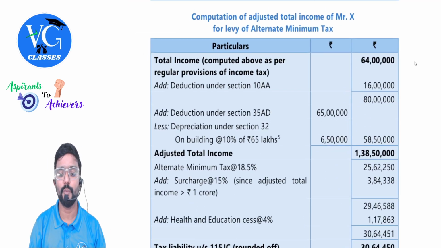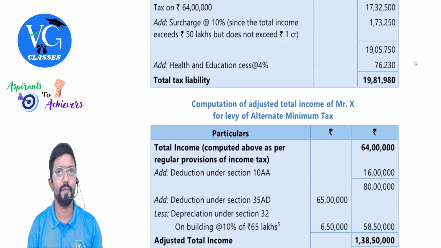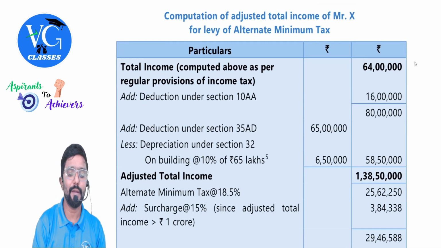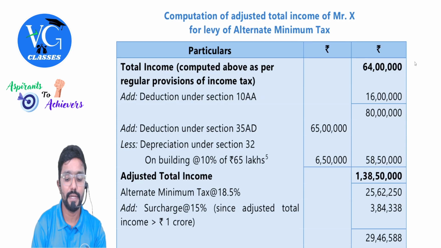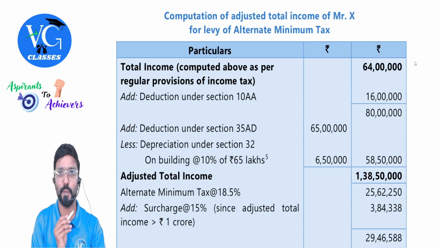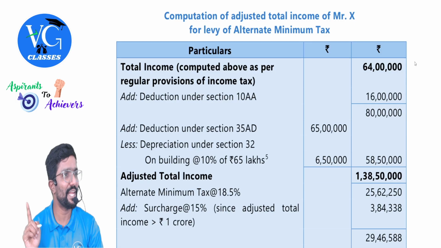Total income as per normal provisions, guys, whatever we have calculated, we need to take that only as a base. We need to take that as a base, 64 lakh. Okay, sir. Add back the deductions. 10AA deduction, 16 lakh, add back. Then 35AD deduction you have to add back, but after reducing depreciation. Because if this is not allowed, at least depreciation the assessee can claim, no?